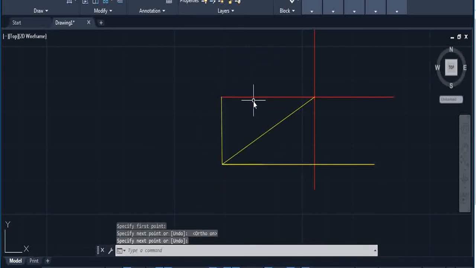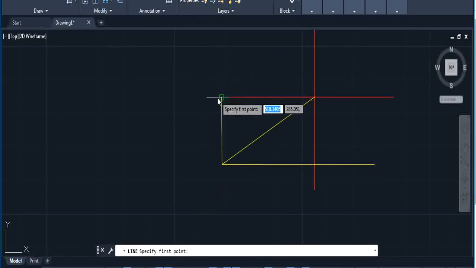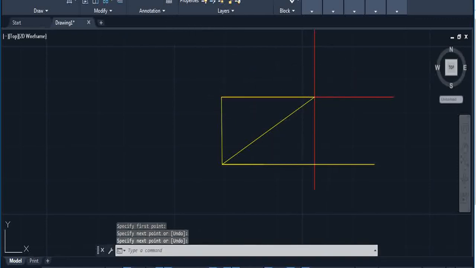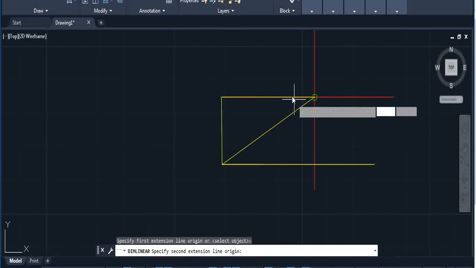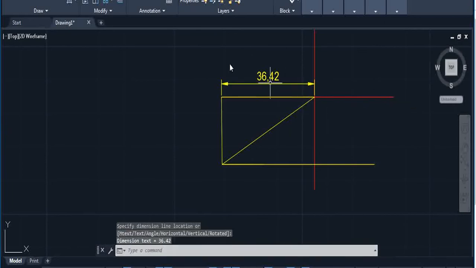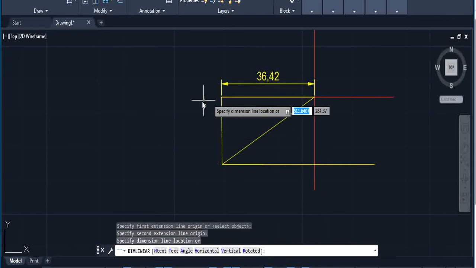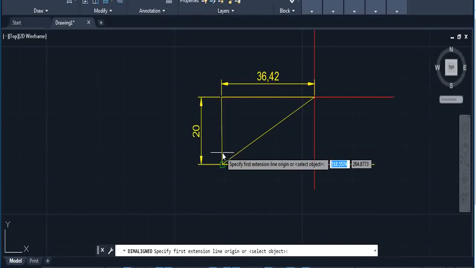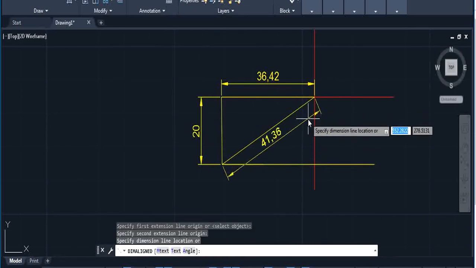Okay, so this is the unknown value, from here to here is the unknown value. You need to calculate the distance from here to here, which is 36.42. From here to here, you already know it is 20, and this one is 40. So some mistake is there.